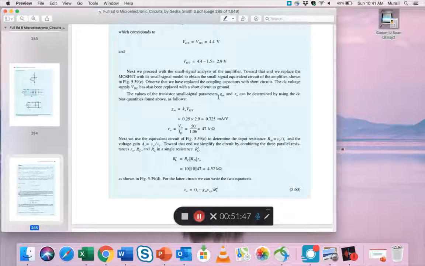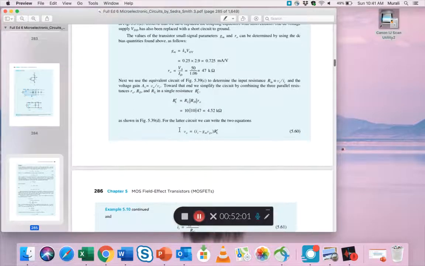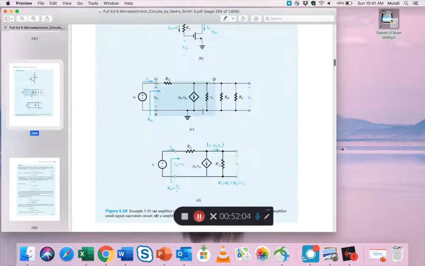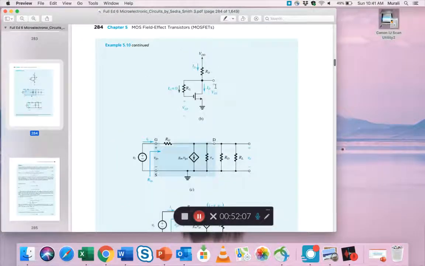First of all, we need GM and RO, right? So for GM, transconductance, he uses this formula. Everything is given, we just found VOV, so plug that in and you come up with GM, and then you come up with RO. Okay, so now, and that was using this drawing, we found all the DC stuff.